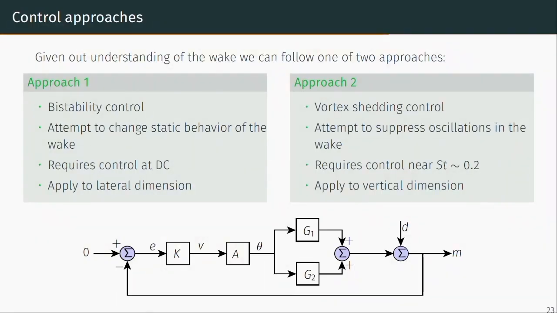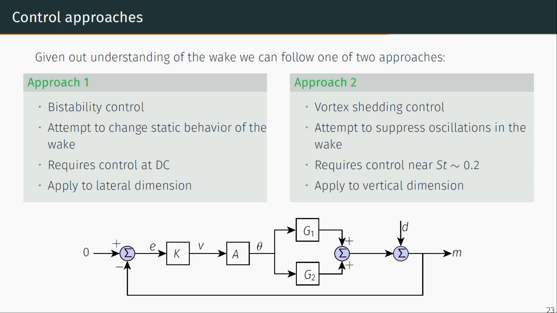So having developed these models for the flow and seen how we can add them together to give a complete input-output response, we can now go on to design some feedback control strategies. So we think about two different approaches, really. In the first approach, we can try and directly regulate this bistable flipping, this static asymmetry of the wake. And this requires us to use the flaps to have good control at very low frequencies, at DC, so that we can change the wake from one which is somewhat asymmetric to one that's more symmetric. And we'll apply that using flaps mounted on the two edges in the lateral dimension.